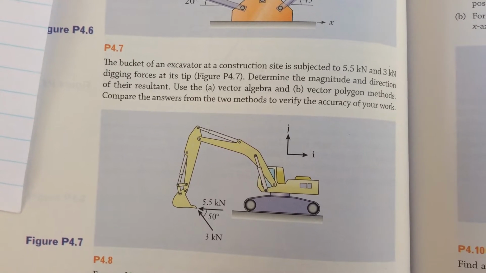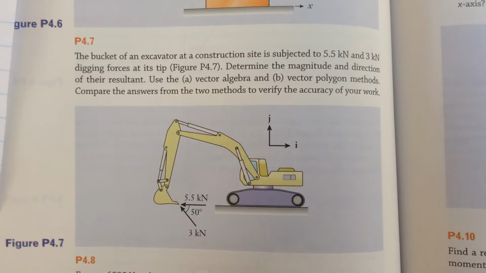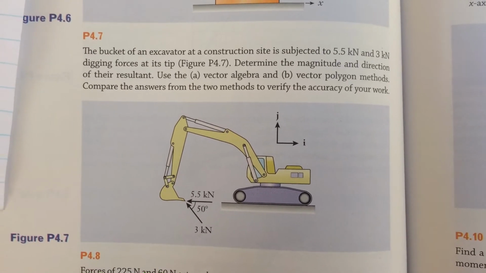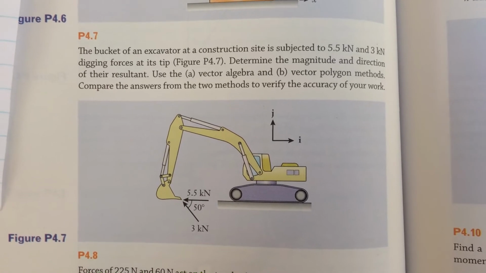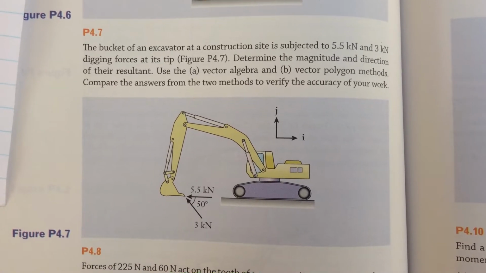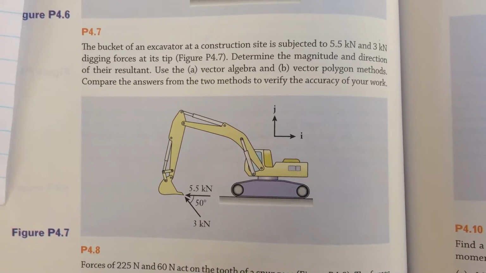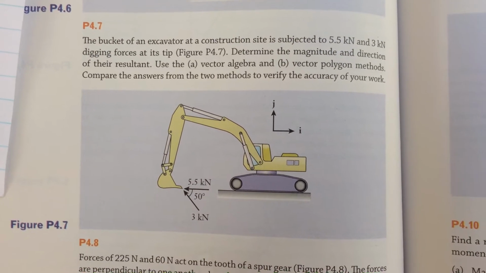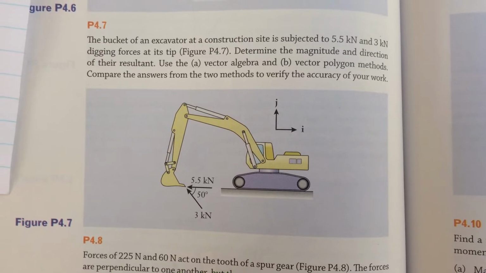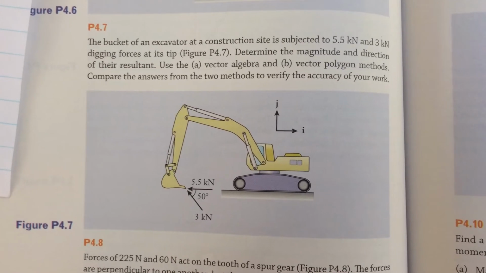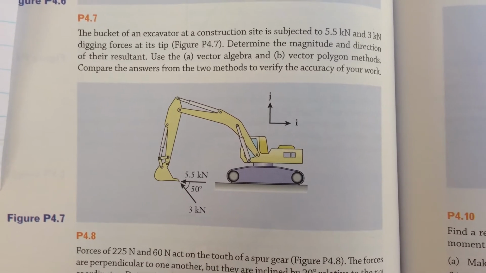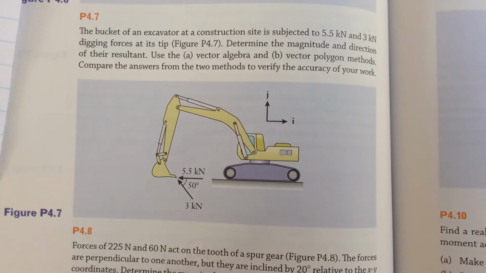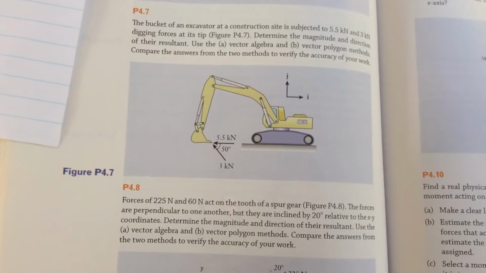Today we're going to do this question. A bucket of an excavator at a construction site is subject to 5.5 kilonewtons and 3 kilonewtons digging forces at its tip. Determine the magnitude and direction of the resultant. Use A, the vector algebra, and B, the vector polygon methods. Compare the answers from the two methods to verify the accuracy of your work.